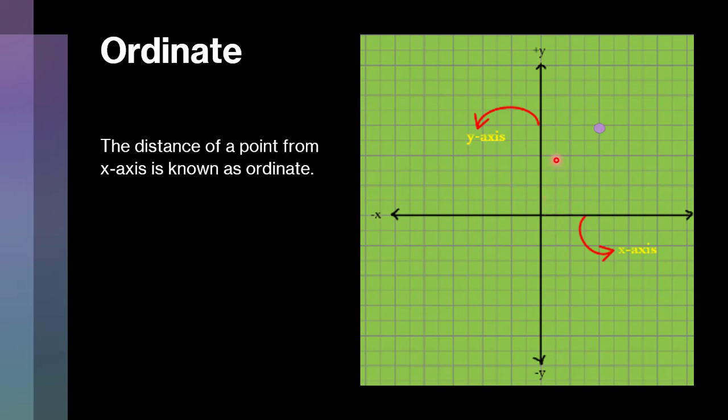Similarly, if you're talking about ordinate, that is the distance from the x-axis, like this one, this vertical distance. In a similar fashion, the distance from the x-axis is this one. Now if you project it on the y-axis, we'll get this in a similar fashion. So this is the ordinate. Okay, so the y coordinate is known as ordinate.